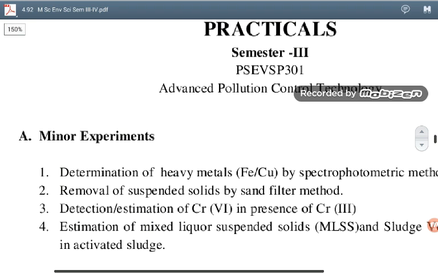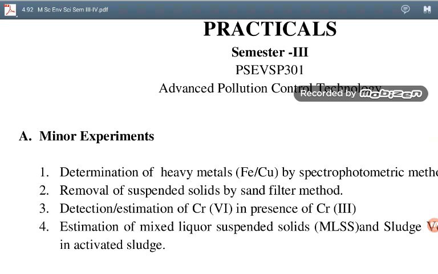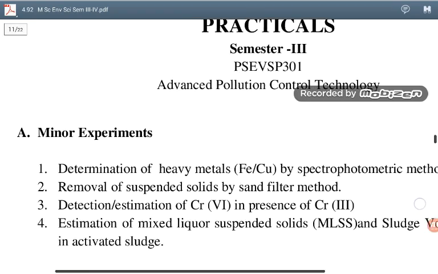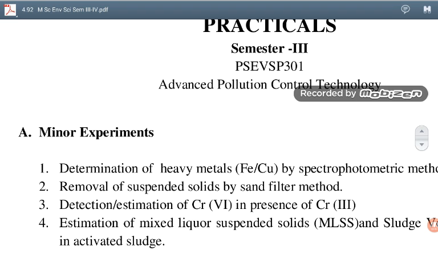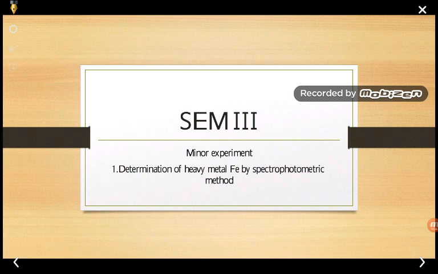heavy metal, that is iron, by spectrophotometric methods. So today we are going to discuss how to find out heavy metals like iron by means of spectrophotometric method in the laboratory. Today I have already posted a link regarding how to perform the estimation of iron by means of spectrophotometric method, and today we are just going to discuss how to perform it in the laboratory.